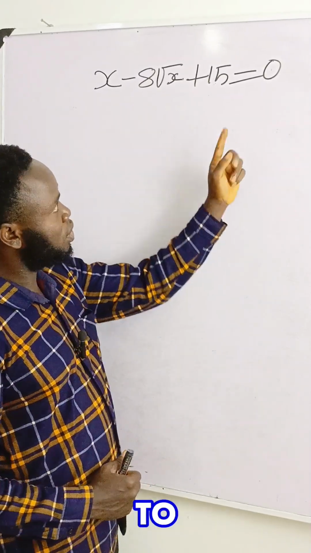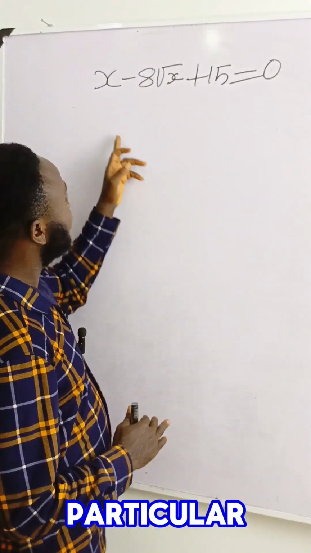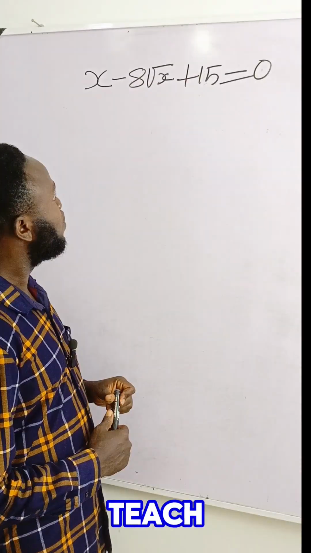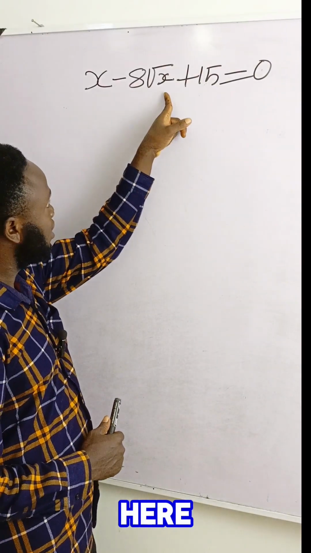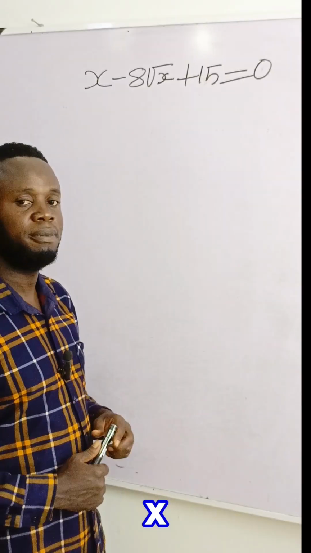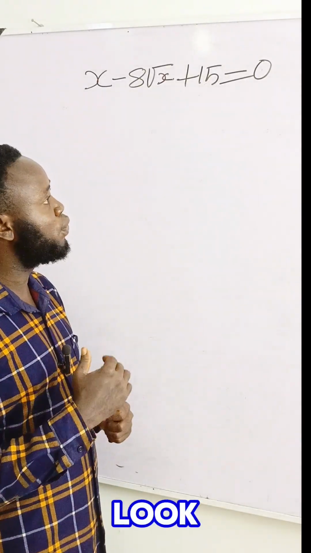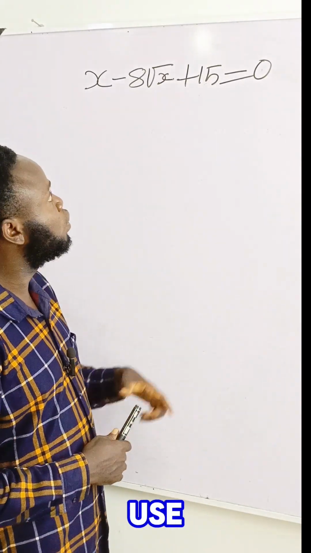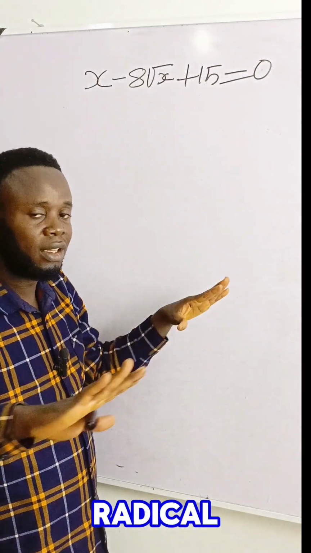Let me teach you how to solve this particular radical equation. We are looking for the value of x here, and we have this particular radical, the square root of x. I will first of all look for a single letter that I can use to replace this radical, so that I will not have a radical at all.